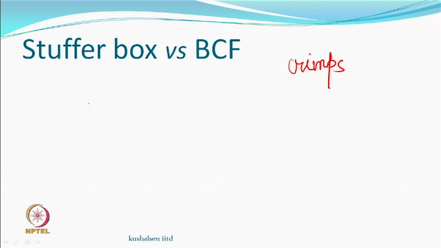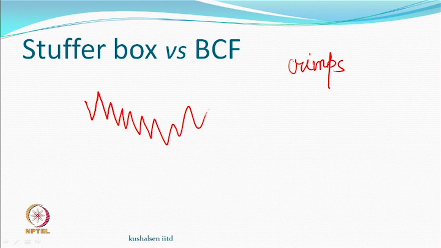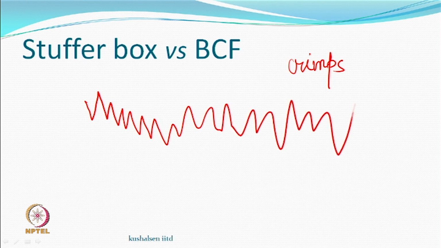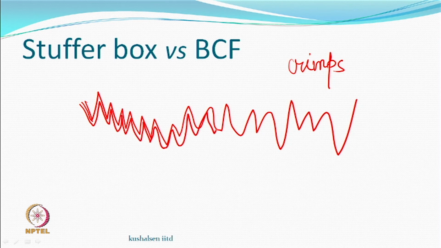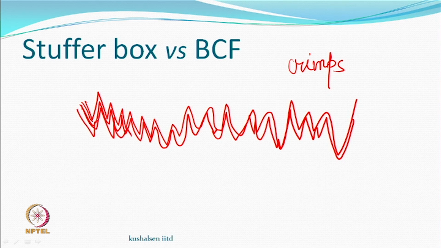So, if you look at a stuffer box, the crimps are formed, but all the filaments more or less bend together. You remember the stuffer box principle? So, they bend together, the third, the fourth, the fifth, the sixth, all of them bend together. So, the whole multifilament yarn is bent and then you get crimps. In the stuffer box, the filaments are separated.